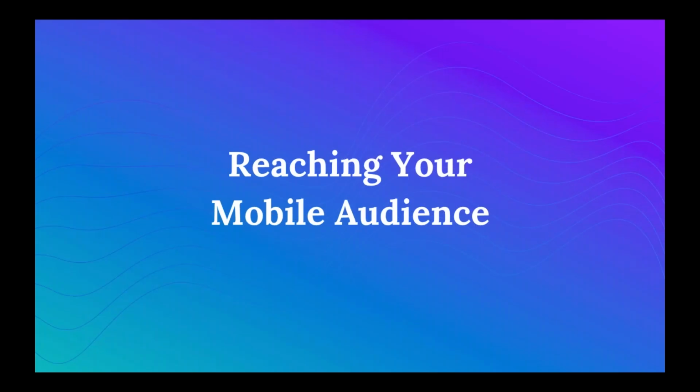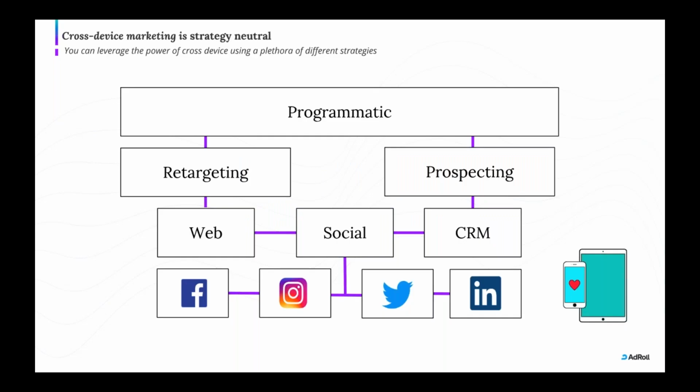So from here, I wanted to dive into how you can reach your mobile audience, right? And I think one really important thing about mobile is that in some ways it can be strategy agnostic. There are a lot of different strategies you can employ in order to make sure your ads are running on mobile devices. But one of the most important ways to do this and the easiest ways to do this is to employ a programmatic strategy, right?